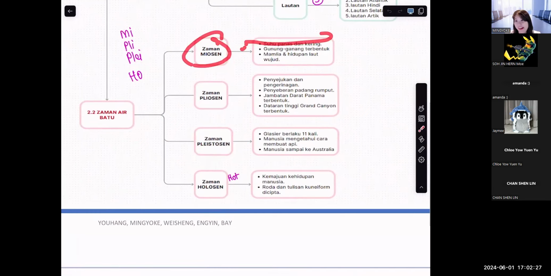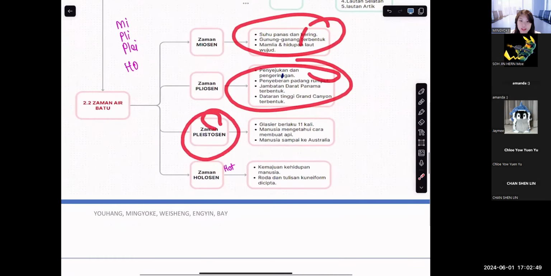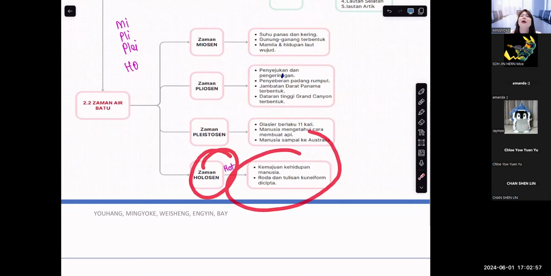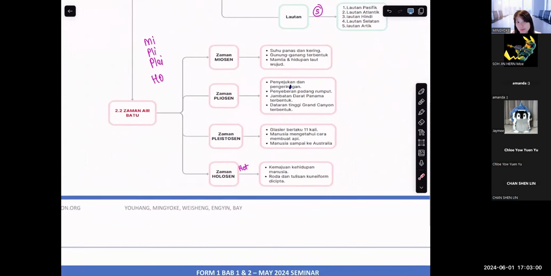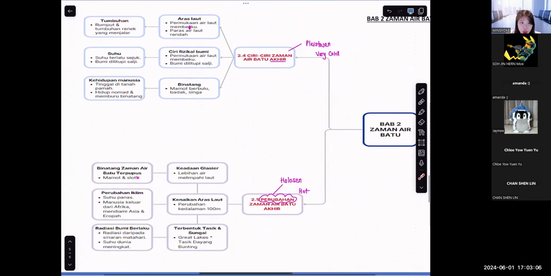Miocene is hot and dry. Pliocene is the world getting cold and dry, you see? Pengeringan. Hot and dry. Cold and dry. Finally, Pleistocene is cold, but starting to melt slowly and steadily. Finally, Holocene is hot already, like today's environment. Okay? So let's go to our ice age.